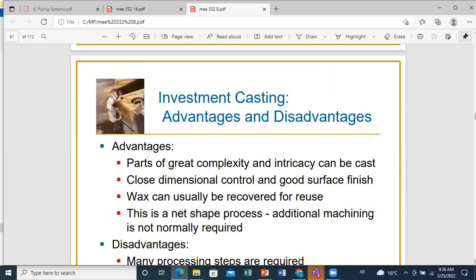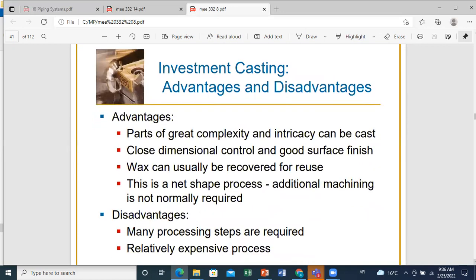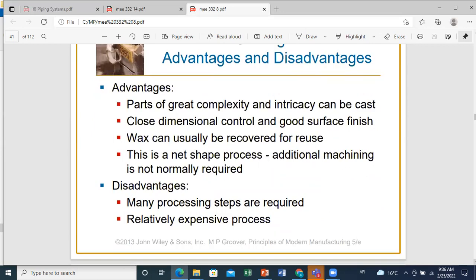Now, concerning the investment casting process, it presents several advantages. First, you can create parts of great complexity and with a lot of details. Of course, you can have close dimensional control and good surface finish. Also, wax can usually be recovered for reuse. In addition, this is a net shape process. So it's characterized by a high surface finish, and additional machining is not normally required, like in sand casting, for example.